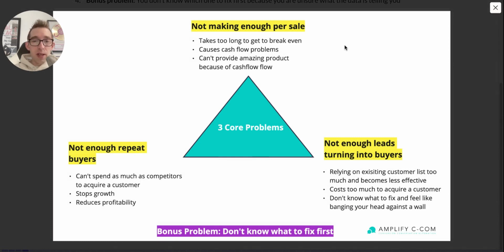So, this is the one that we're going to focus on today: not making enough per sale. So that is the average order value. Taking too long to get to break even causes cash flow problems. You can't provide an amazing product because you haven't got the cash flow to be able to do that, right? So if you're spending $1 today and only getting 20 cents back, and you're like, I haven't got a load of cash in the bank, what am I going to do, right? Or maybe you're trying to scale and you can't scale fast enough because you're only getting 20 cents back today, and then you want to get closer to break even so you can go and scale faster.